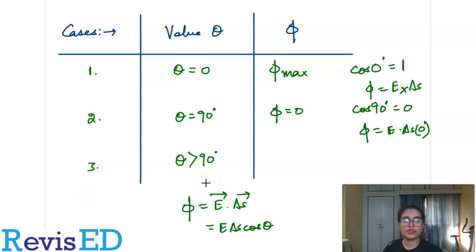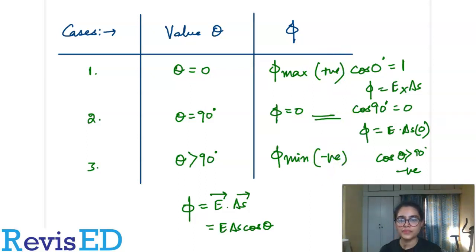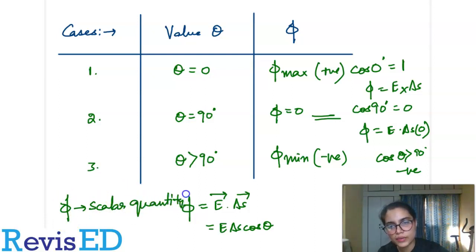And the third case is when theta is greater than 90 degrees. For all values of theta greater than 90 degrees, cos theta is always negative. So phi here will be a minimum value, a negative value. So here you have a positive value, here you have a 0 value, and here you have a negative value. And phi is a scalar quantity. It just has magnitude, that means a value. It does not have any direction.